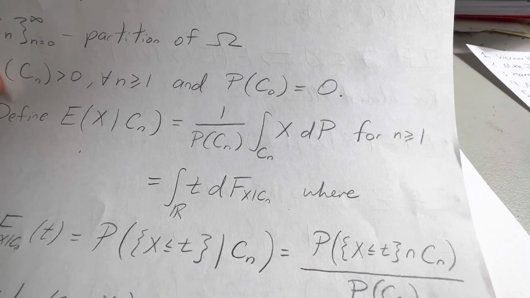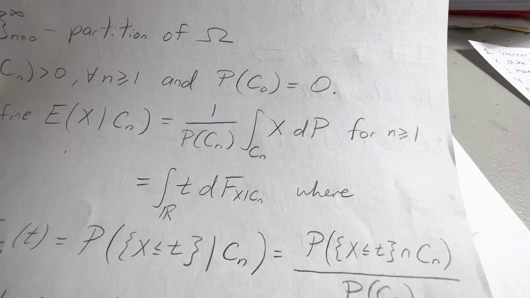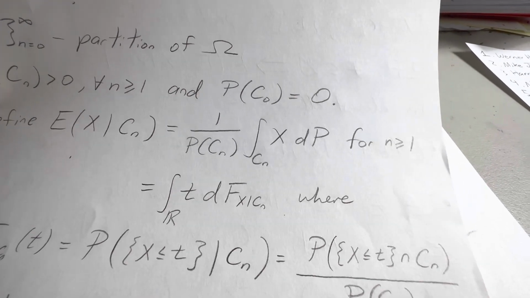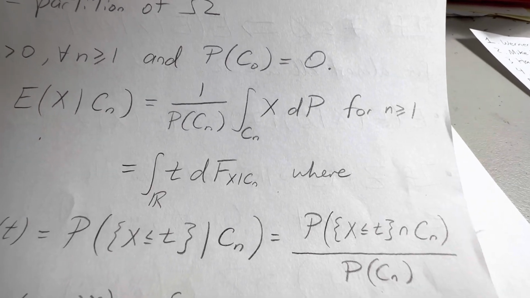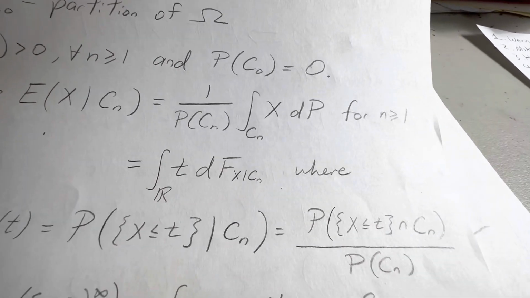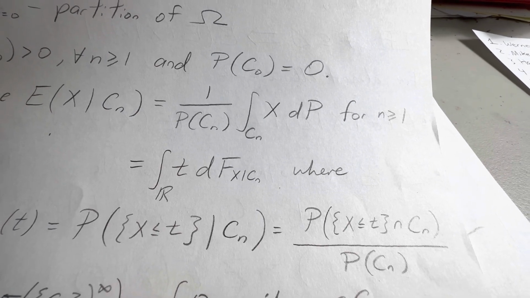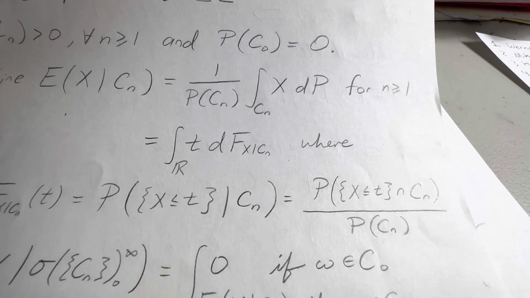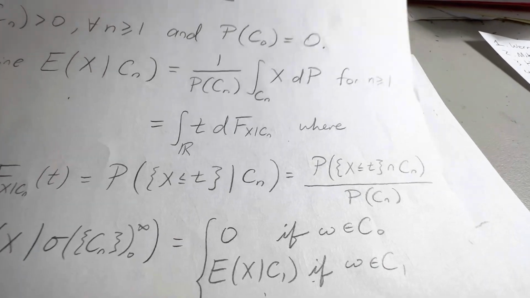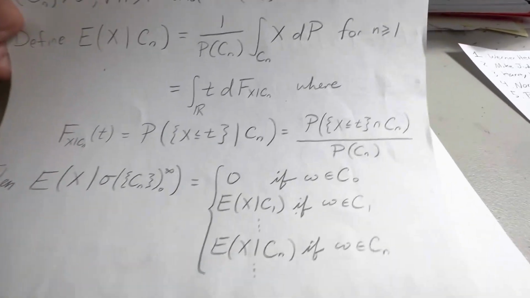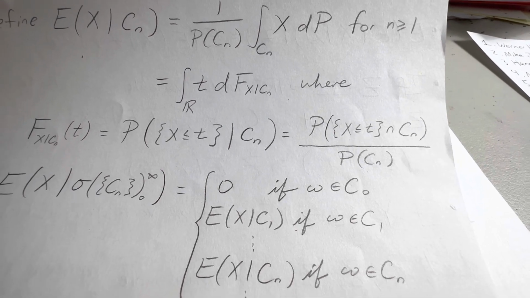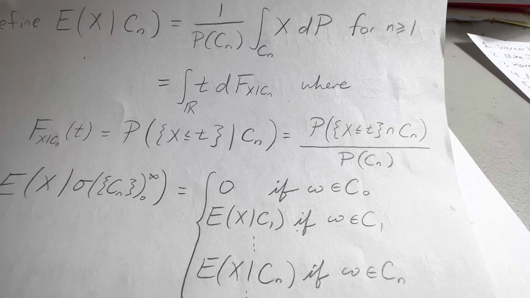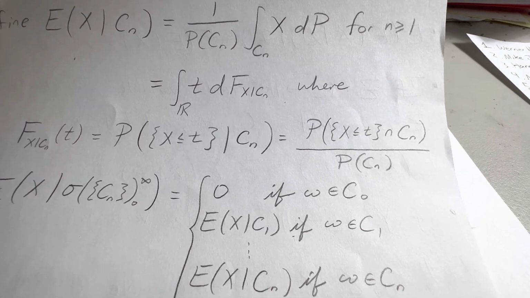It's not defined for 0, but I think we just define it to be 0 at C0 because it only happens on a set of measure 0. So no one really cares. This can also be rewritten as the integral of t times the differential of the distribution function F_{X|Cn}. And that definition is given here, which just follows from the elementary statistics definition of probability.